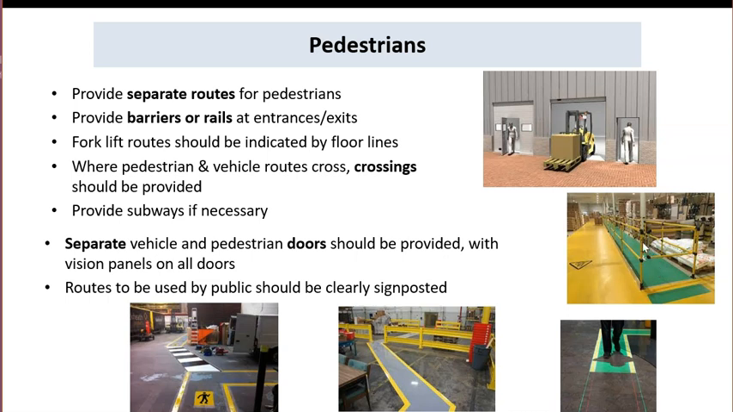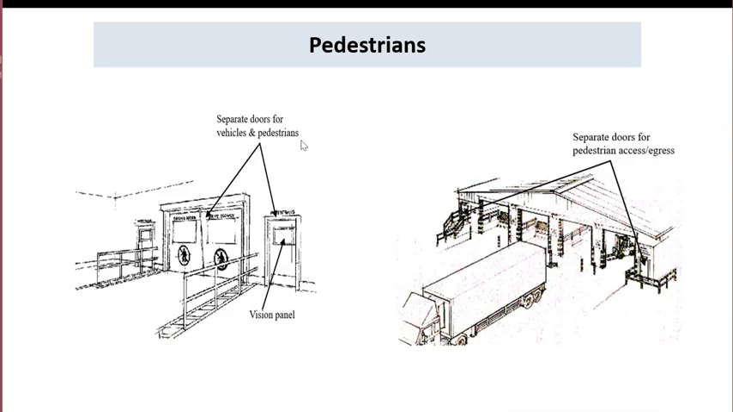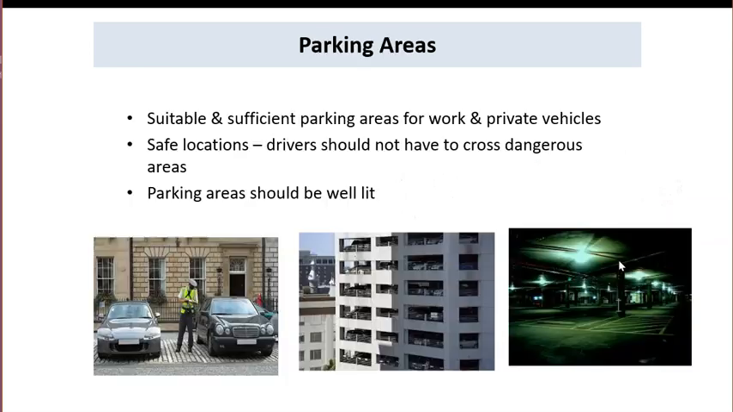Forklifts should be indicated by floor lines so they know which path to take, and have crossings like this. Separate the vehicle and pedestrian doors so they have a proper door, and the pathway for the public should be clearly posted. These are examples of using separate doors. As a pedestrian, we cannot use this door meant for vehicles, because it is very dangerous to walk or be in this area.